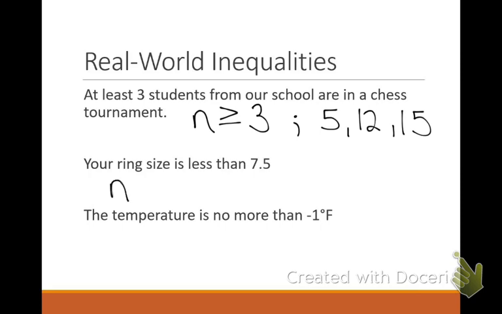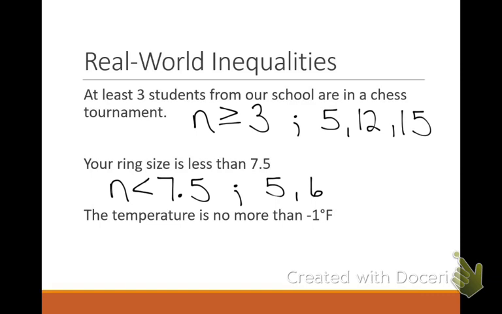N is less than 7.5. Raise your hand if you got that. N is less than 7.5. So now give me an example that's less than 7.5. Give me any number. All right, 1. You can't have a negative ring size, and they usually go by halves. 5, maybe 6. Okay?